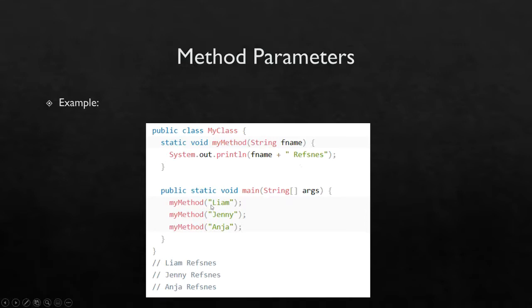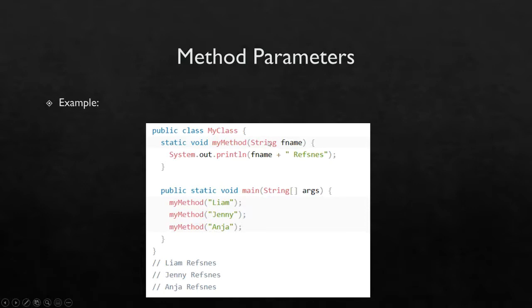So whenever you call my method here, and then you put the names, these names here are automatically understood as the first name that you are asking from the method. So when you try to run this one, this is the output. We have Liam Refsnes. Again, fname will be replaced by Liam here. Jenny will be replaced for the fname here, and then the additional constant string, which is Refsnes, as well as Anja.